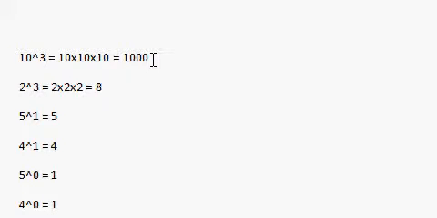Let's go over this real quick. We have 10 to the power of 3 is equal to 10 multiplied by 10 multiplied by 10, which is equal to 1000. 2 to the power of 3 is equal to 2 multiplied by 2 multiplied by 2, which is also equal to 8. 5 to the power of 1 is equal to 5. 4 to the power of 1 is equal to 4. Any number to the power of 1 is equal to that number. And any number to the power of 0 is equal to 1. Great, we just finished exponents. Let's continue on to the decimal system.